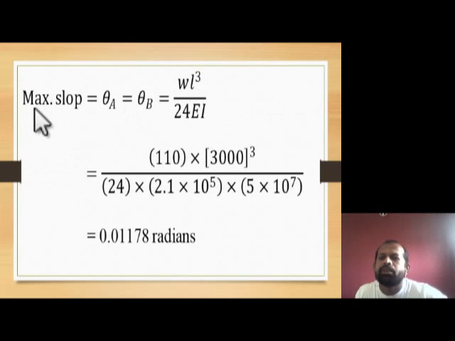According to the formula given for the simply supported beam with the UDL, the maximum slope is equal to WL cube upon 24 EI. So W is 110 multiplied with L, which is 3000 cube, divided by 24 into E, which is 2.1 into 10 raised to 5, multiplied with I, which is 5 into 10 raised to 7.